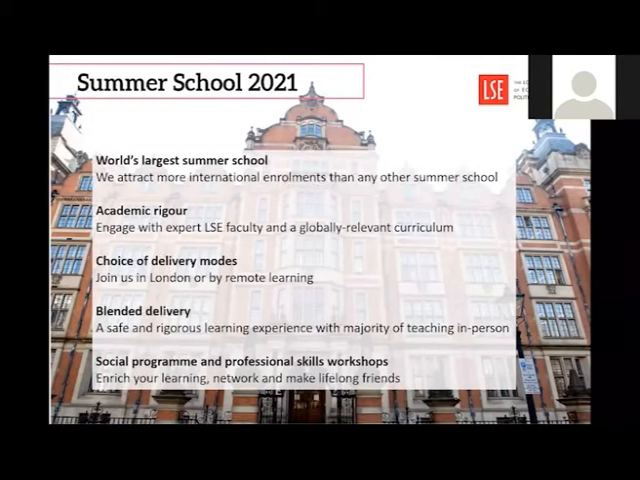Right, about the summer school. The summer school was founded over 30 years ago in 1989, and in the past 3 decades has grown to become the world's largest summer school by international enrollment, with some 8,700 enrollments in 2019. The summer school program makes LSE's world-leading teaching and research accessible to a worldwide audience, and it's an integral part of the school's mission to educate for global impact.